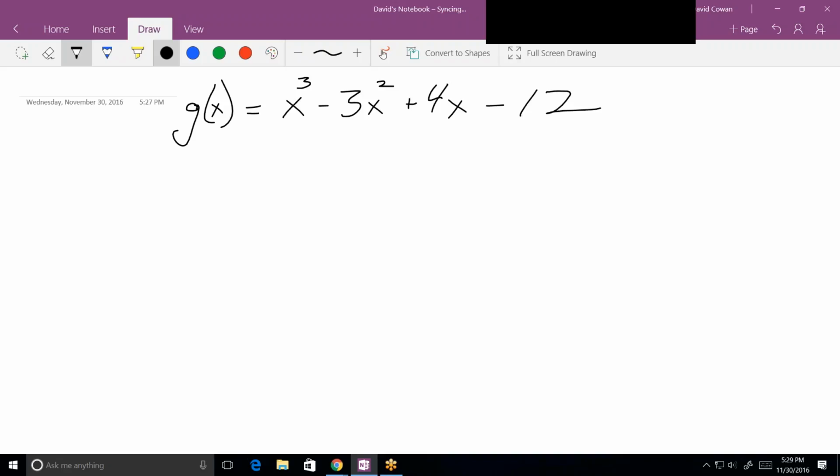This is a cubic equation. In general, cubic equations are extremely difficult to find the zeros of, unless they happen to have a certain property, and this one has it. The property is that the ratio of your first two coefficients is the same as the ratio of your second two. In other words, there's a 1 in front of that, so I got 1 over minus 3. Is that the same as 4 over minus 12? Yes, it is.